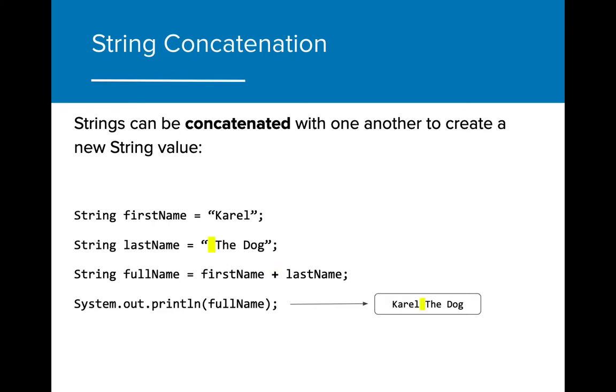If you notice in this example, the output is missing a space between Carol and the dog. When we concatenate, it's important to note where the spaces are in the program, as that affects what the output looks like. If we want the output of fullName to be Carol space the dog, we need to include a space at the beginning of lastName so that the space character is added to fullName as well. Alternatively, we can add a space to the end of Carol, and that will have the same effect.